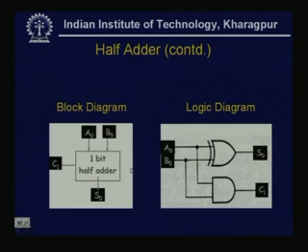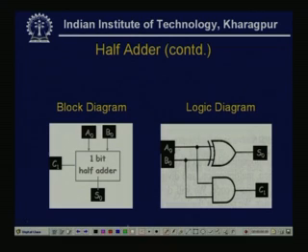Now, if I draw the diagram, the block diagram is a 1 bit half adder with two inputs A and B, and two outputs, sum and carry. What will be the gate level diagram? As we have seen, the sum is nothing but A XOR B, so this is an XOR function, the sum, and this is AB, the carry. So, one XOR gate and one two input AND gate.